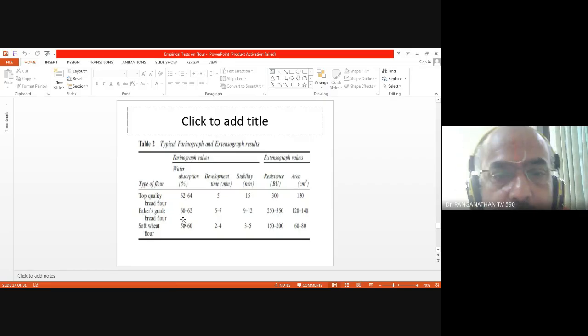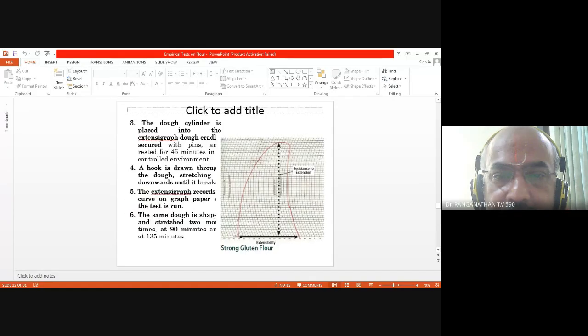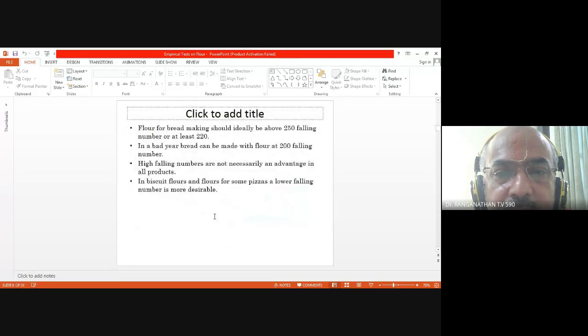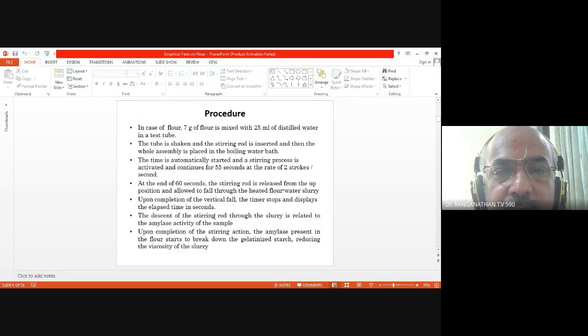The difference is what is your baker's grade bread flour. Of course, soft wheat flour is normally used for cakes and biscuits. Okay. Now we'll go back to the other thing, which is an alveograph.